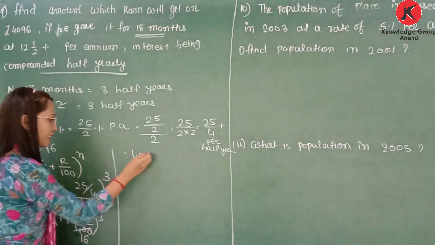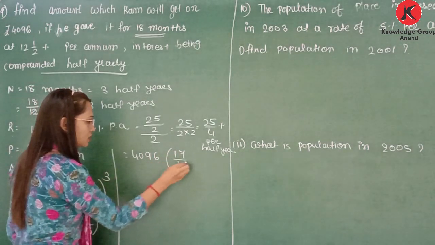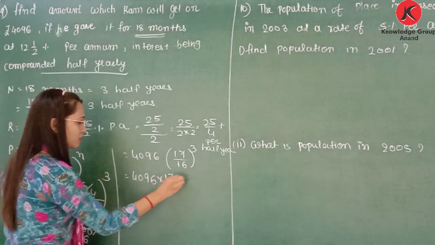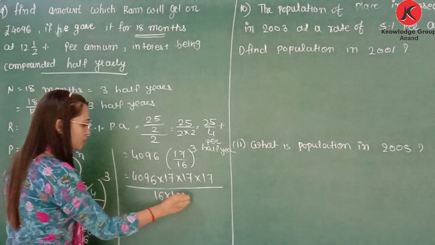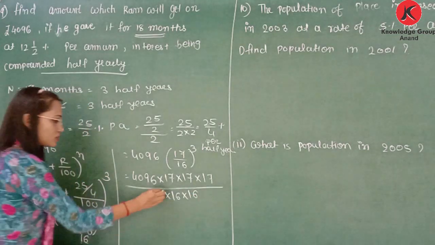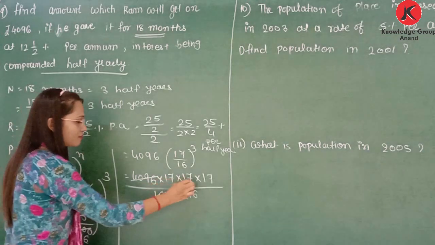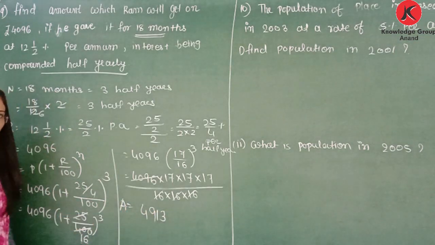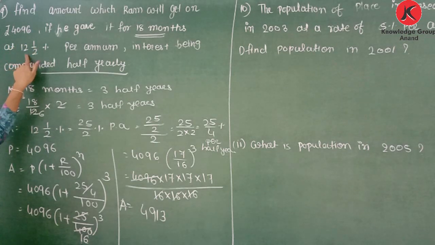So 4096 times 16 ones are 16 plus 1, 17 by 16 raised to 3. So 4096, 17 multiplies 17 multiplies 17, 3 times, and 16 multiplies 16 multiplies 16, also 3 times. Now 16 if you multiply you will get 4096. So multiply 17 and you will get 4913. So this is the amount when it is compounded half yearly for 4096, rate of interest 12.5% and n is 18 months.